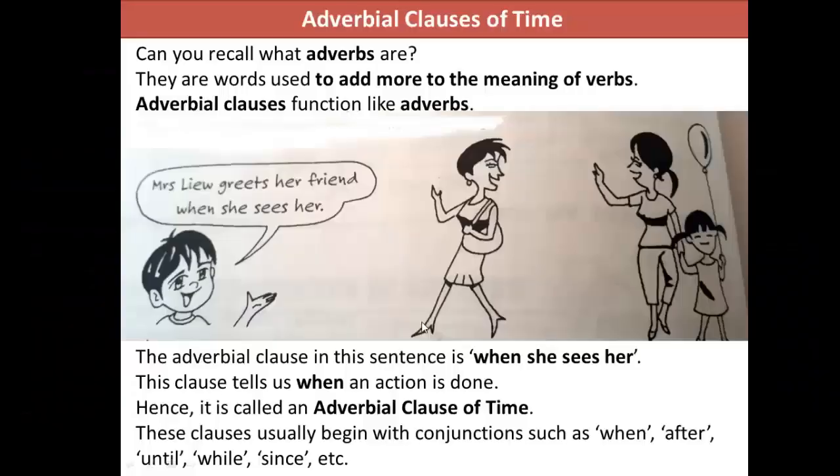Okay, hello everybody. Today we are going to study adverbial clauses of time altogether.